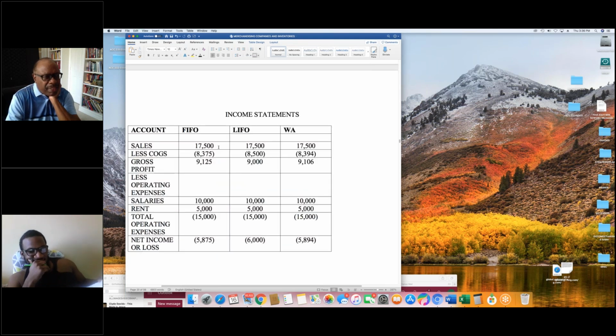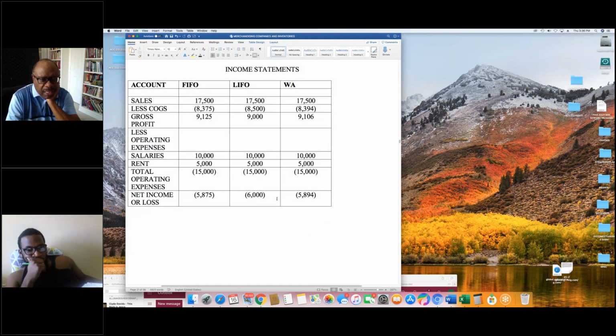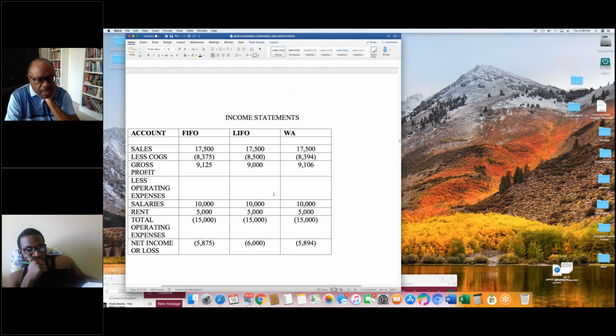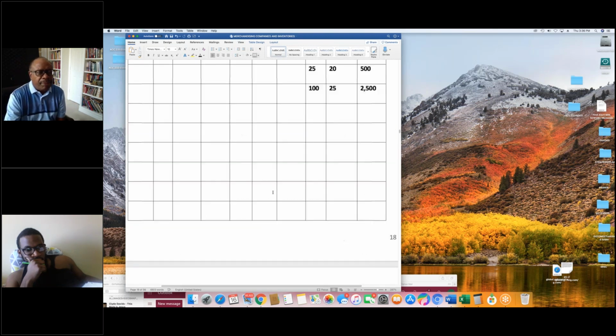Then here's the income statement, which shows sales, less cost of goods sold, gross profit, less those expenses, net income or loss. Sometimes the business loses money. So this is worked out for you, okay?